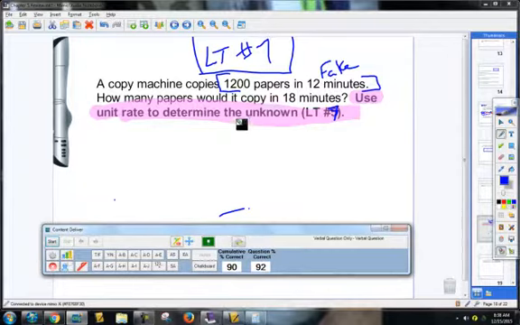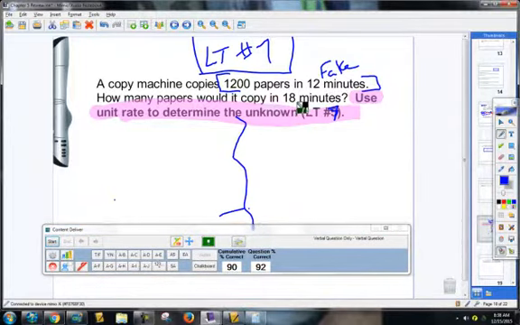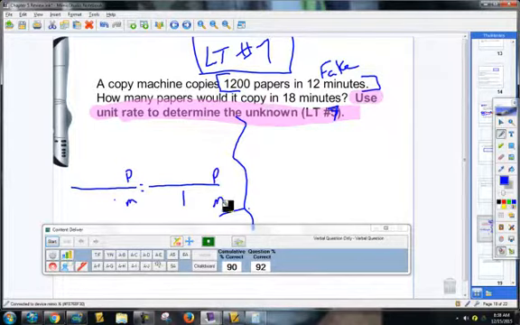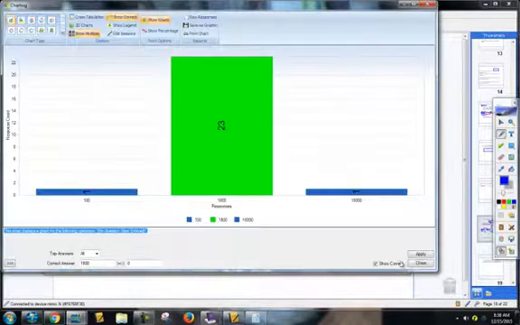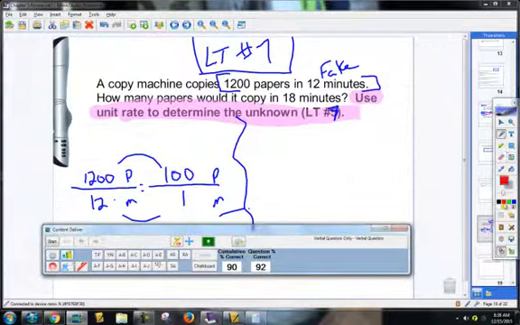So remember, this is the one where there's an unknown. Unit rate's involved. When you find unit rate, you're going to put 1 there, right? You're going to put your labels, papers to minutes, and your fake ratio of 1,200 papers in 12 minutes. You're going to cross multiply and divide, or just know you're dividing by 12. You're going to get 100. For that one person that put 100, that is the unit rate, but that's not what the question's asking.